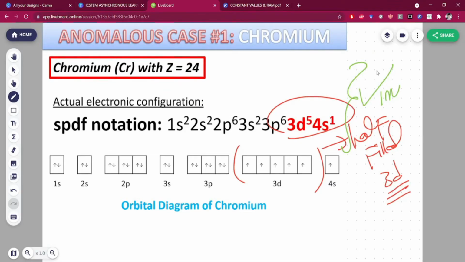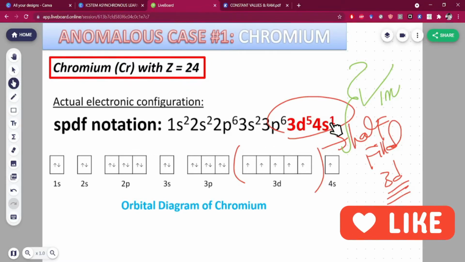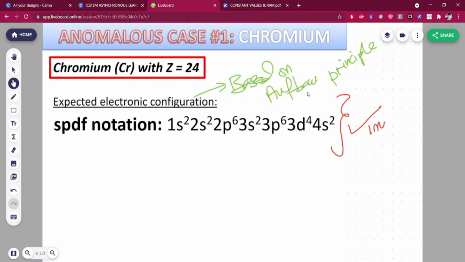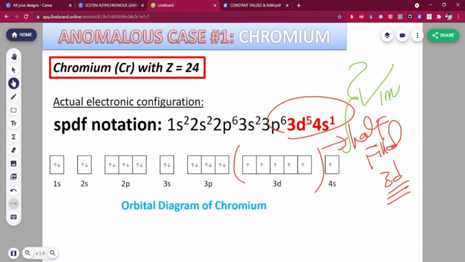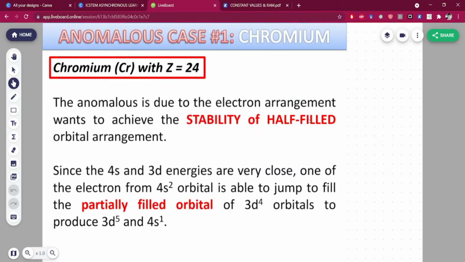And you need to explain why one of the electrons transferred to the other side to make it 3d5. Because in the beginning, you have 4s2, 3d4. And how do you get that to be 3d5? One of the electrons from 4s will be transferred to 3d to have the actual electronic configuration. Why is that so? Because of the stability of half-filled orbital arrangement.